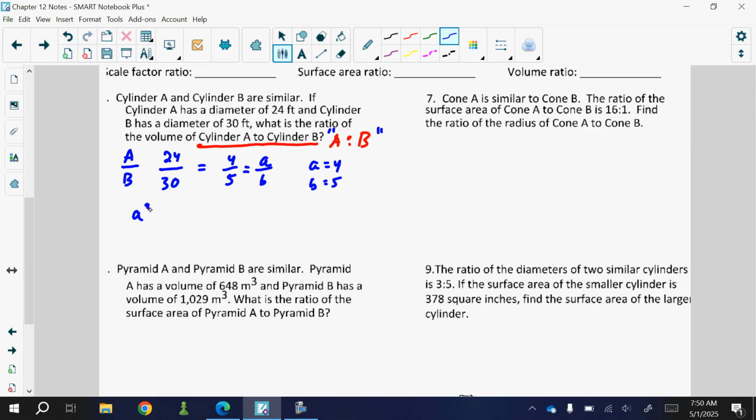So for volume, it's just A cubed over B cubed. So we got 4 cubed over 5 cubed. 4 cubed goes to 64. And 5 cubed goes to 125. Okay, thank you guys. That's it.